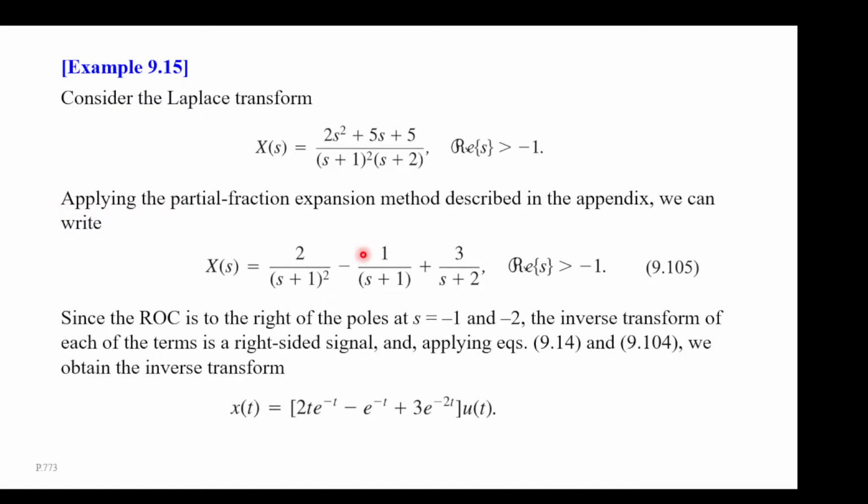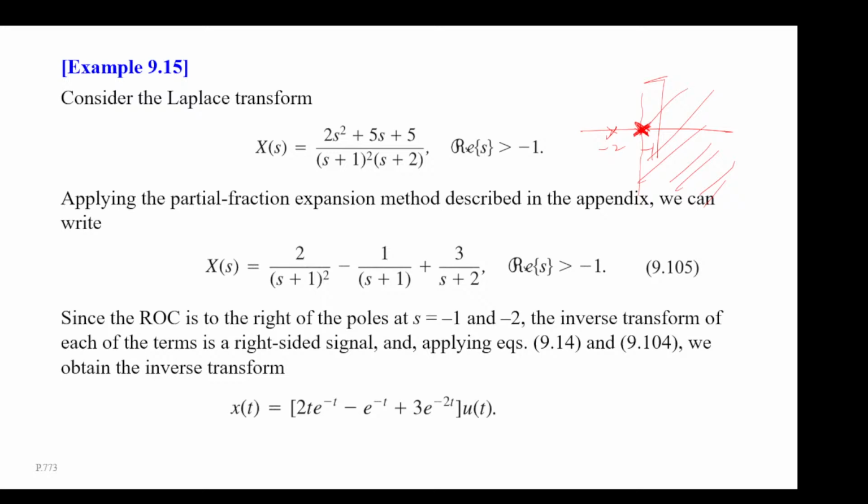And the ROC is the right-sided one. So let's do a pole plot here. The zero we skip, but poles we have. We have a pole at minus 2, and a double pole at minus 1, but we don't have a good way to draw a double pole, so let's just draw it heavier. And the ROC is the right side of everything.